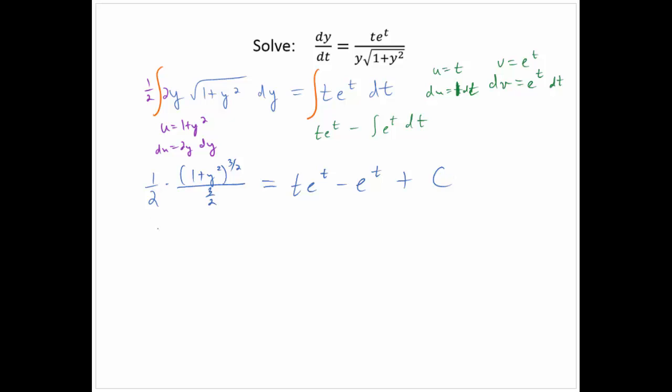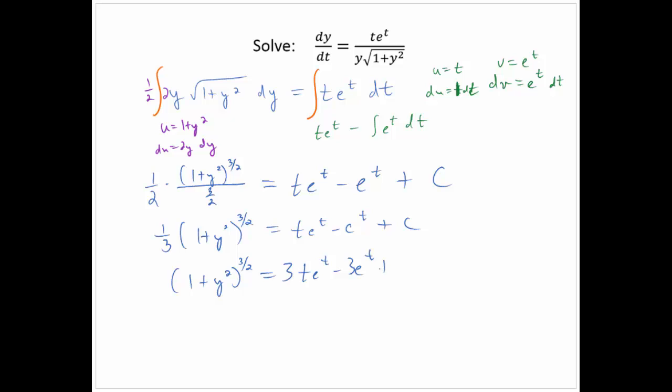All right, so simplifying a little bit, the 1/2 and this 3/2 multiplied together is the same as multiplying by 2/3. So this is 1/3 of 1 plus y squared to the 3/2 equals t e to the t minus e to the t plus a constant. Multiply through by 3. 1 plus y squared to the 3/2 is equal to 3t e to the t minus 3e to the t plus a constant. All right, 3 times a constant is still a constant.